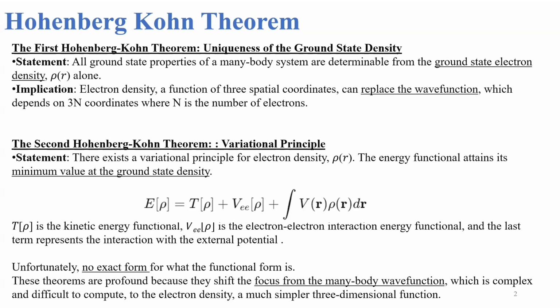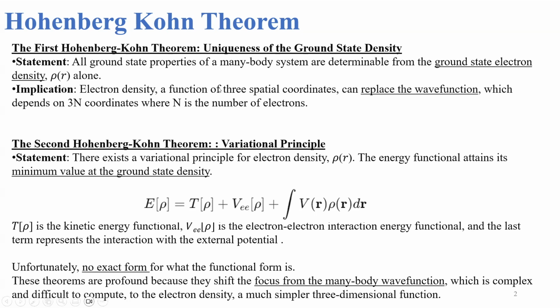Now, basically, you can break down the total energy of a system, which is a function of density, as the kinetic energy T, the electron-electron interaction energy V_EE, kind of the Coulombic energy, and the last term represents the interaction with the external potential. This is a very tricky part. Unfortunately, there is no exact form of the functional that is used in DFT. So that makes it very challenging.